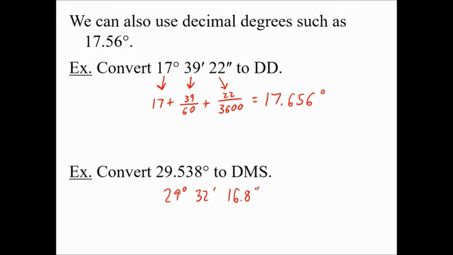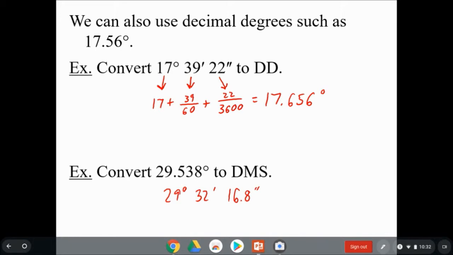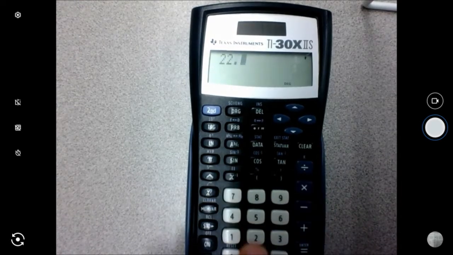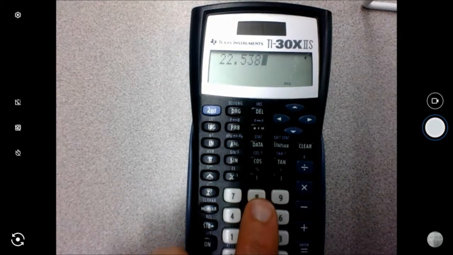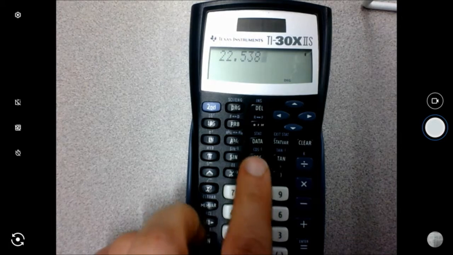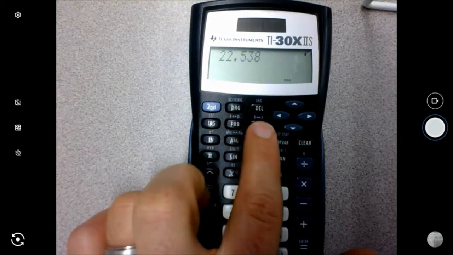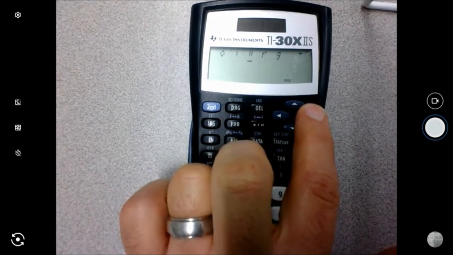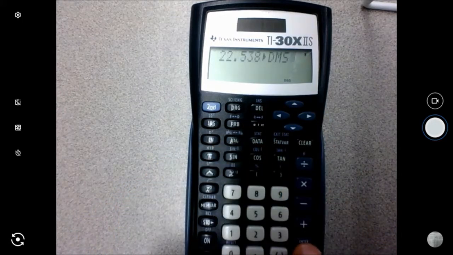Okay, and let's see how we can do that on the scientific calculator. So here's my scientific calculator. Again, let me type the decimal here. So it was 22.538. For this one, I'm going to press that same button that has all the degrees, minutes, seconds on there. Press that. And then if you keep pressing to the right, there's my DMS right there. And there we go, it converts it to degrees, minutes, seconds. Again, every calculator is different. You just have to figure out how yours works.